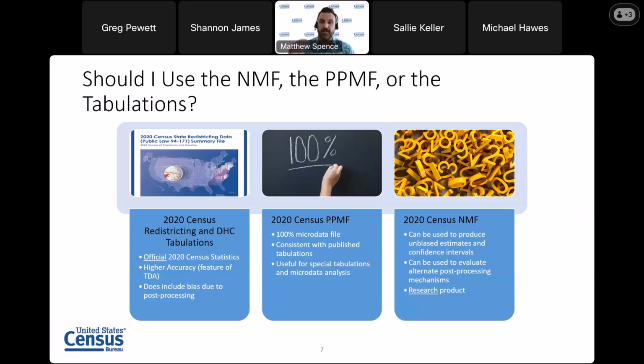So those noisy measurement files are extremely large, even bigger than the PPMF data, and they're hosted on a variety of sites. The census website includes pointers to various places that you can get them, including things like the Harvard Dataverse and AWS.